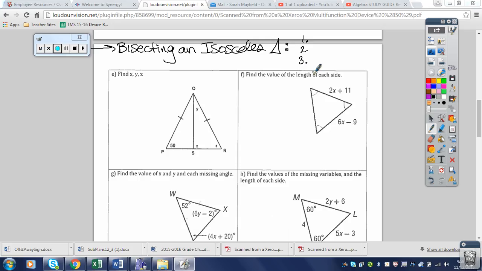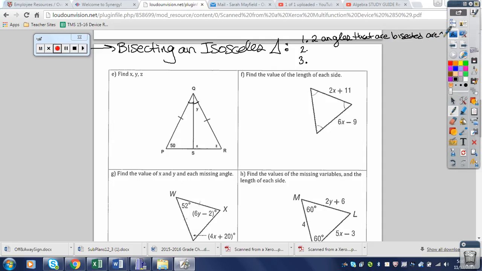Okay? First thing happens, when you bisect an angle, so if you look at this problem right here, this is an example of it bisecting. So you know that your angle is bisected, which means your 2 angles are congruent. So 2 angles that are bisected are congruent.